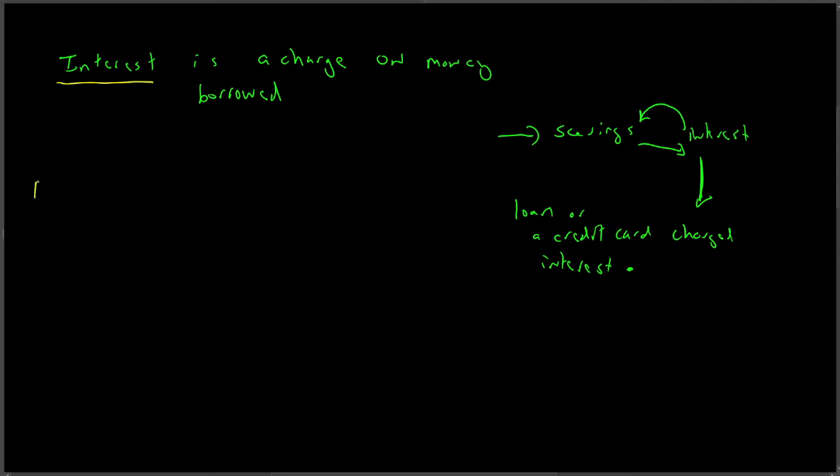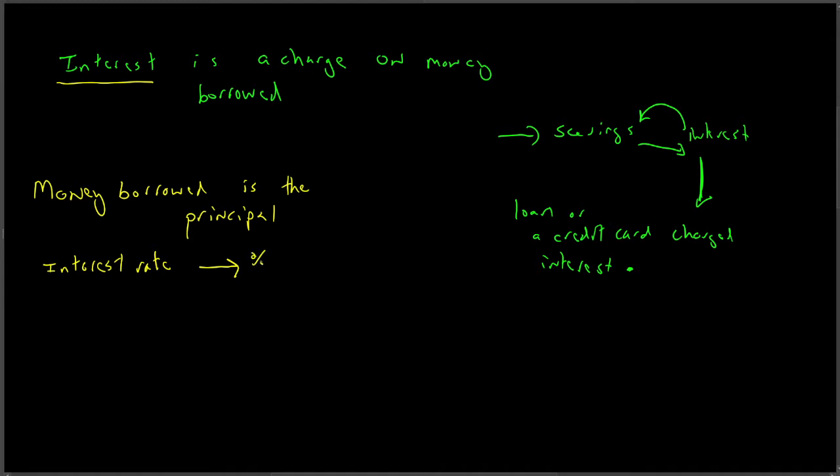And the money borrowed is called the principal. And interest is done as a rate, so we'll have an interest rate. And that's usually done per year. It's per some period of time, so it's a percent per time, and usually it's per year.